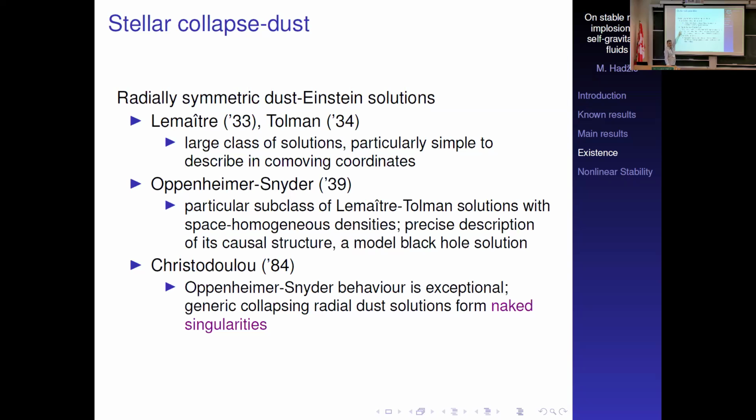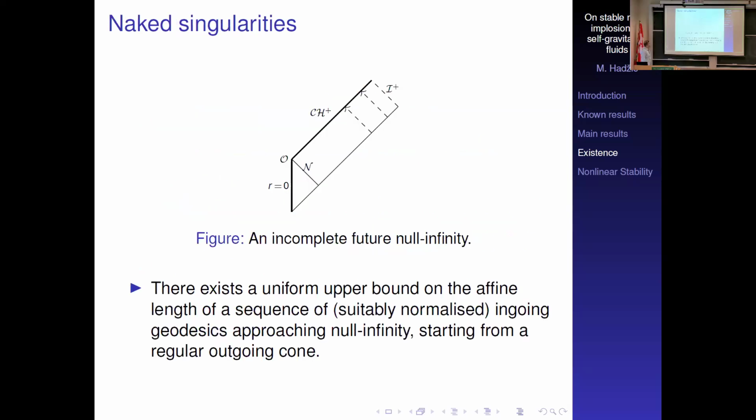A twist to that story is that if you now zero in on the rest of those dust collapsing solutions that Tolman and Lemaitre had found, the ones that are not necessarily homogeneous at the origin, so they don't look like flat, you realize that the Oppenheimer-Snyder story is sort of exceptional in this broader class of solutions. And generically, in fact, these singularities are not encapsulated in an event horizon, but instead lead to so-called naked singularities. So this is a significant gap in terms of like the years past.